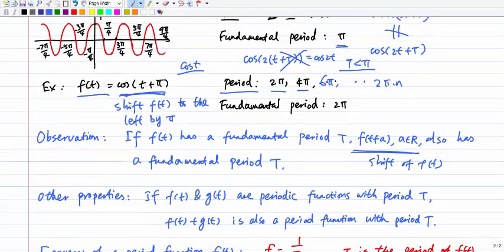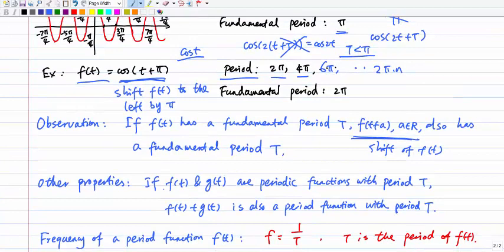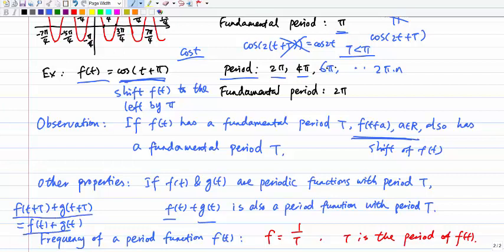Some other properties for periodic functions: if f(t) and g(t) are periodic functions with the same period T, then f(t) + g(t) is also a periodic function with period T. This is very natural to understand, because f(t + T) + g(t + T) is equal to f(t) + g(t), since they are periodic functions. So it still has the same property, which means it is still a periodic function with period T. Of course, the period can also be 2T, and so on.